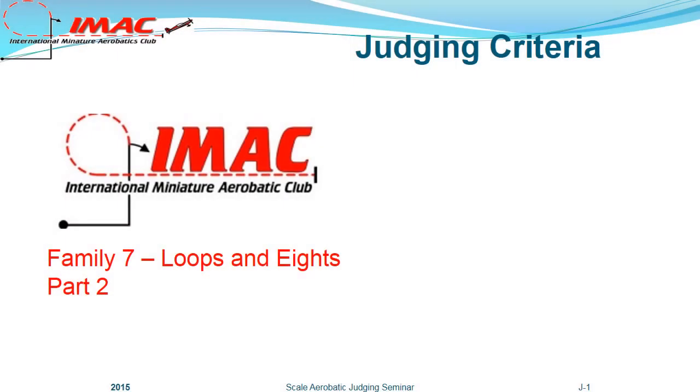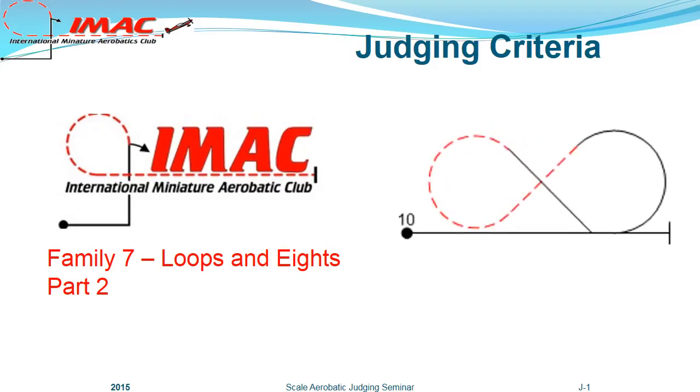This is part 2 of Aresti Family 7, Loops and Eights. In this part, we'll look at some of the so-called open loop figures and finish with the vertical eights. All of the common criteria for the family discussed in part 1 apply here as well.